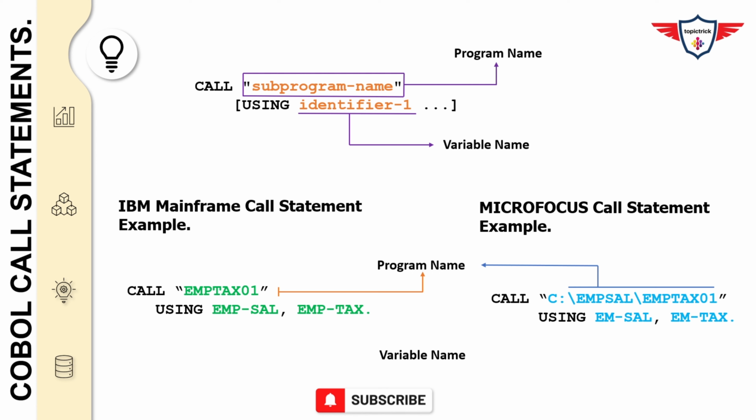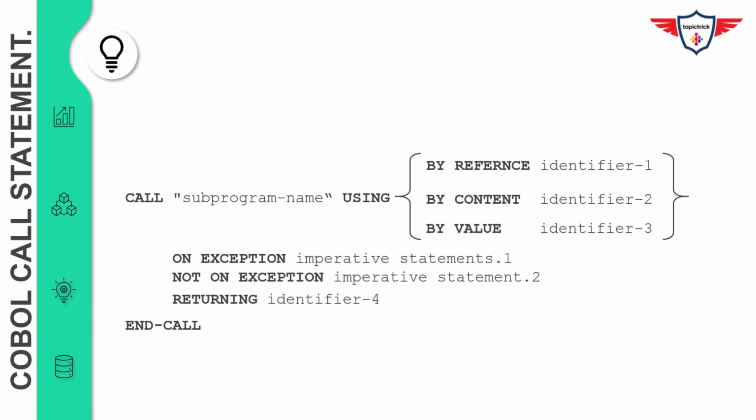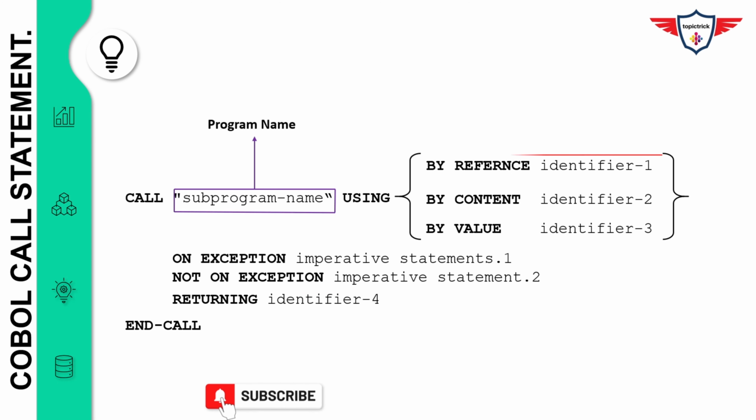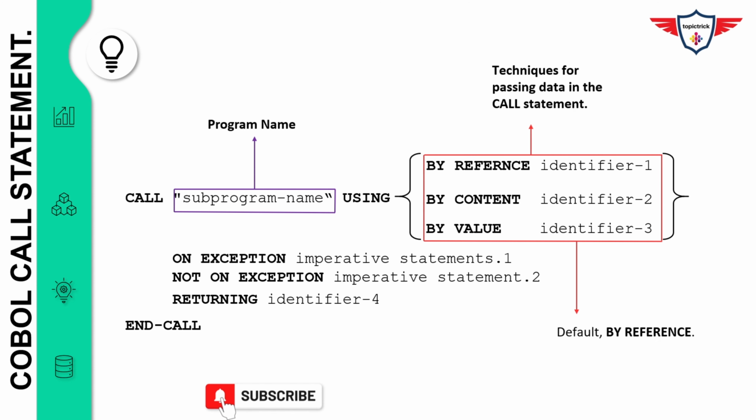Now let's go through the complex variant of the COBOL call statement, and in this variant you have more control over the data which is passed to the COBOL subprogram. With the help of these three parameters, that is call by reference, call by content, and call by value, you can control the way the subprogram is accessing or updating the data that you are passing from the main program. If you do not specify any of the three parameters, then the system will assume by reference as the default value.